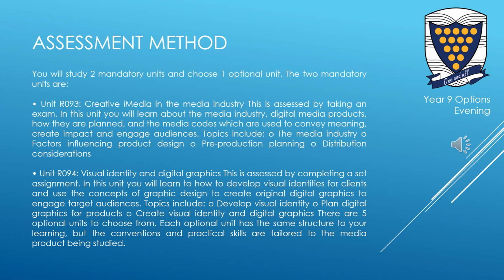Then R094, which is the other mandatory unit, which we have to do. This is visual identity and digital graphics. Here we are looking at designing your own logos, designing your own graphics, putting them onto a product of some description, whether that be a leaflet, a flyer, a poster, something like that.